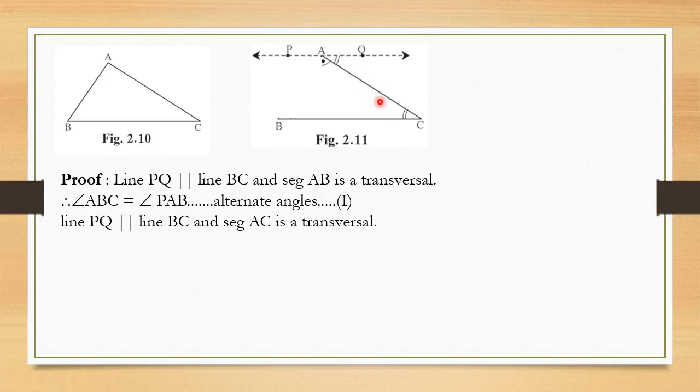So we write down the statement angle ACB. That means this angle which I am pointing now is equal to angle QAC. That means this angle. Why are they equal? Because they form a pair of alternate angles, so you can say alternate interior angles.